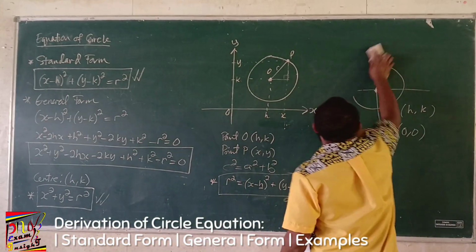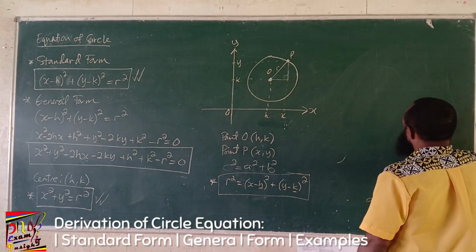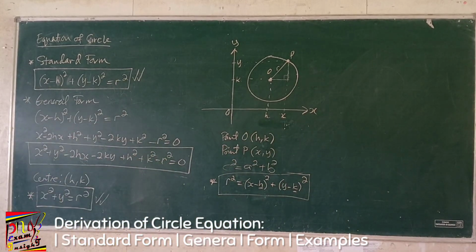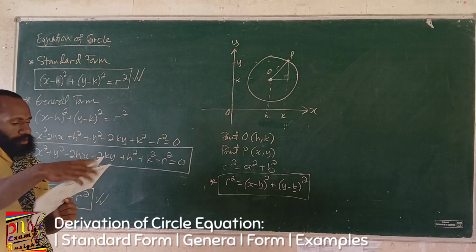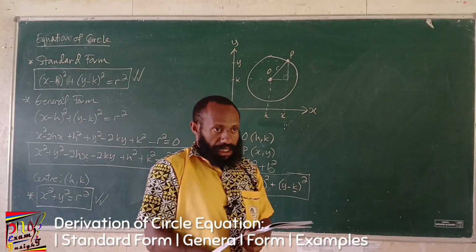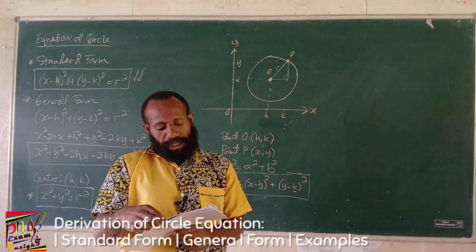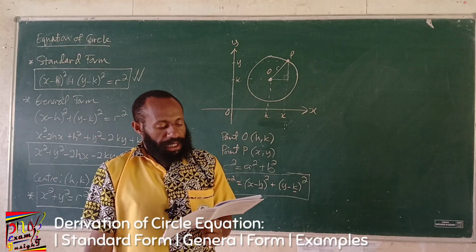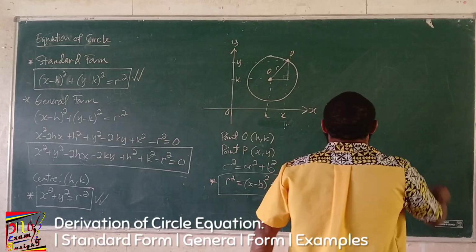Now, before we move further to general form and computing the square, look at example A. Let's go through it. Example A: find the equation of the circle centered at coordinate (1, 2) with a radius of 4.